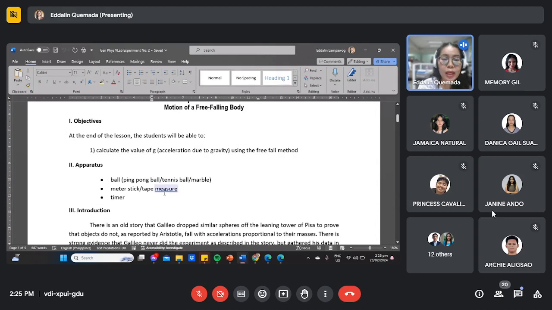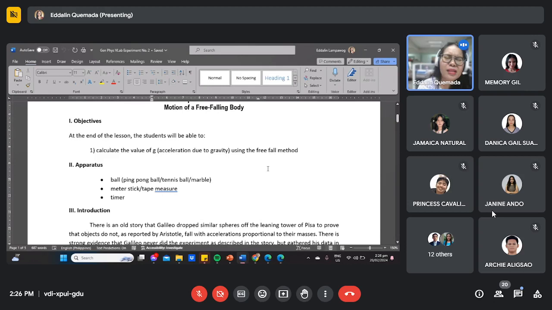The idea, class, for this given experiment, this is one way of verifying the value of acceleration due to gravity, which is equal to 9.8 meters per second squared. What does that 9.8 stand for? You may have memorized this value, 9.8 meters per second squared. That value, class, is the value of acceleration due to gravity, meaning to say the body accelerates due to the pull of gravity, or due to the gravitational pull of the earth on an object.